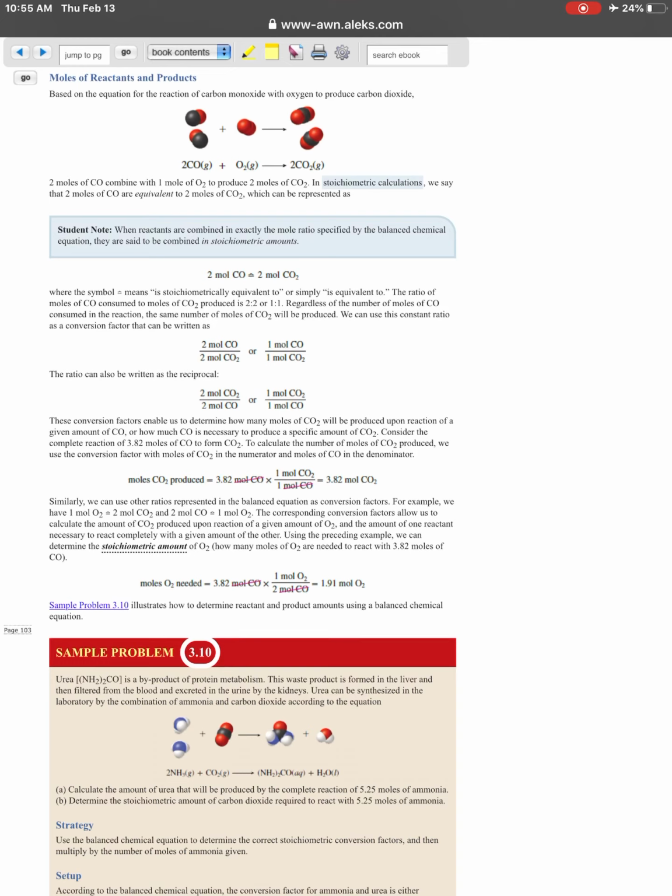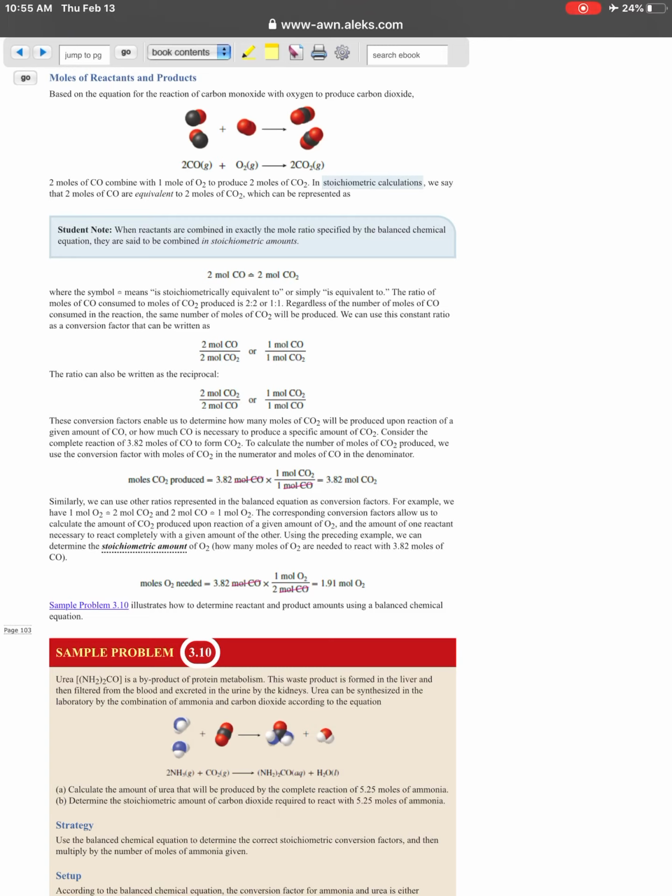What happens is dimensional analysis works to our advantage here. When we take the 3.82 moles of CO and multiply it by that ratio, the moles of CO cancel, and we're left with moles of CO2. So that tells us how many moles of CO2. If you do the arithmetic, 3.82 times 1 over 1 is 3.82, and we learn that in this particular example, we will form 3.82 moles of CO2. Okay?